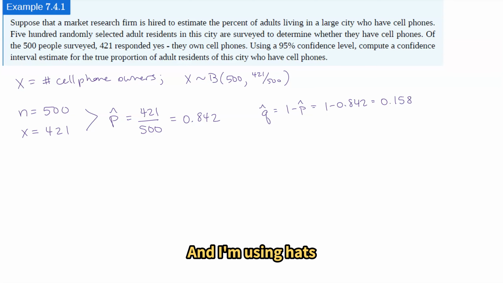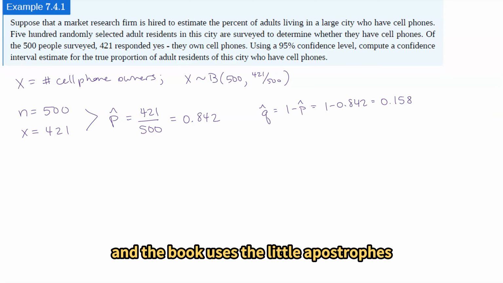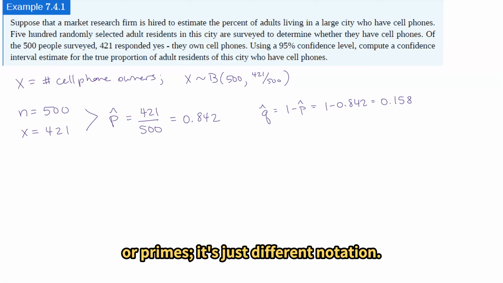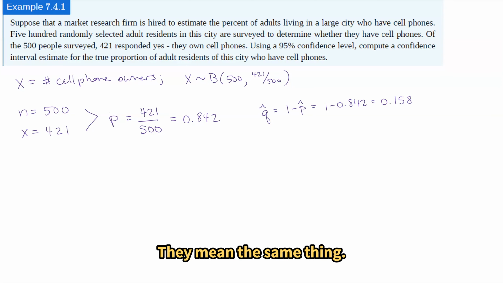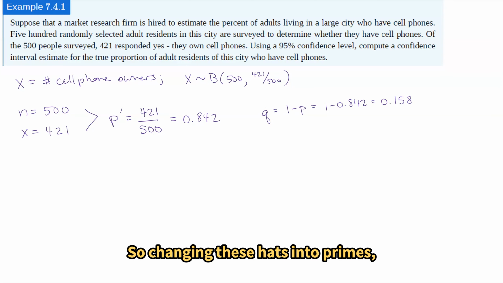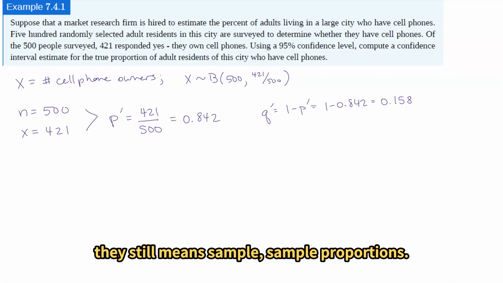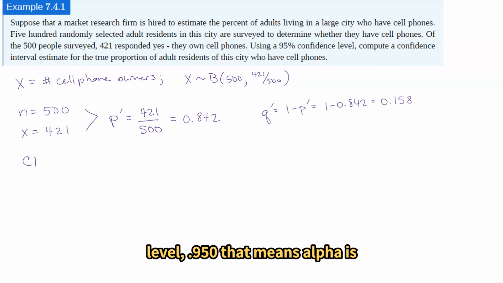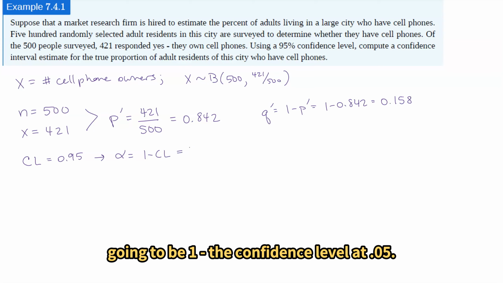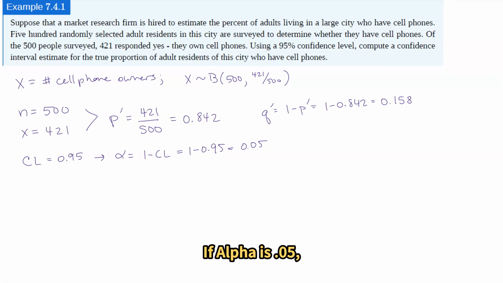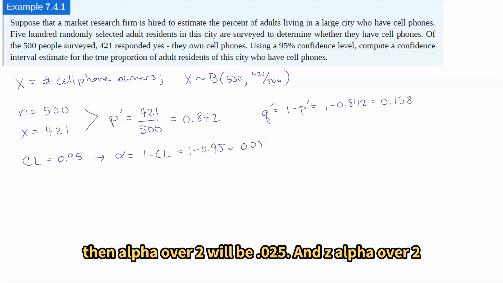And I'm using hats, and the book uses the little apostrophes or primes. It's just different notation. They mean the same thing. So changing these hats into primes, they still mean sample proportions. For our confidence level, 0.95, that means alpha is going to be 1 minus the confidence level at 0.05. If alpha is 0.05, then alpha over 2 will be 0.025.